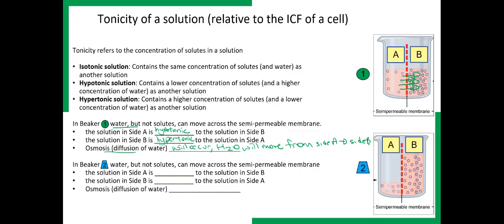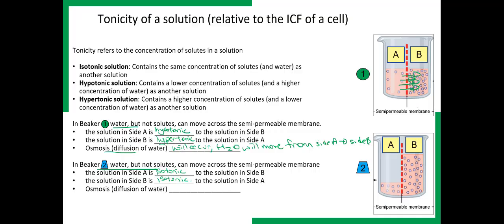And what we can see here is, if you count the relative number of dots and compare it with the volume of water in side A to side B, there's roughly the same concentration of solutes in side A compared to side B. So side A is isotonic to the solution in side B, and the solution in side B is also isotonic to the solution in side A.